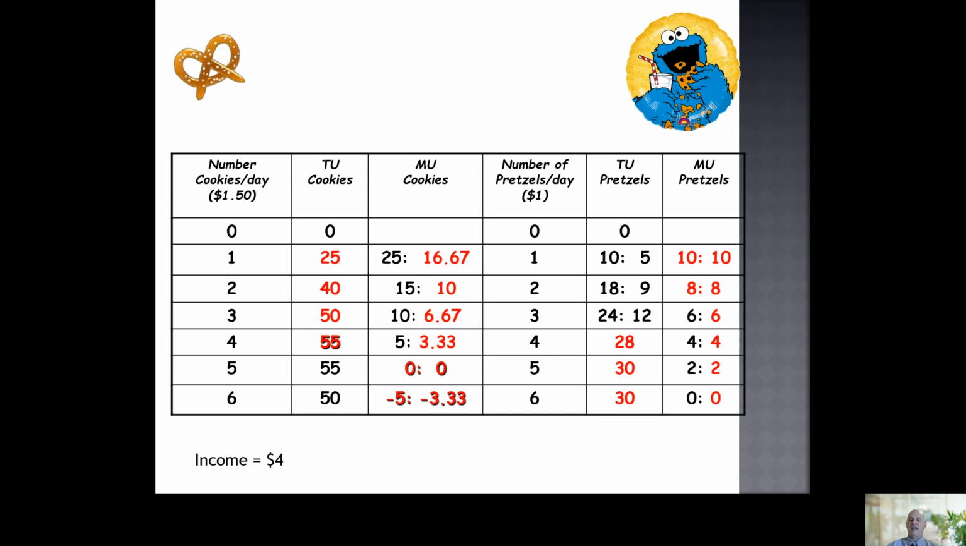Notice if I go further and consume 3 cookies, I'm not going to be able to purchase as many pretzels as I was because of my limited income. And now all of a sudden my level of satisfaction goes down. So in this case, I'm going to consume 2 cookies and 1 pretzel. That adds up to my $4. It gives me a total level of satisfaction of 50 units. 40 from the 2 cookies, 10 from my pretzel. That gives me 50 units of satisfaction. There is no other combination that I can afford that's going to give me more satisfaction than 2 cookies and a pretzel.